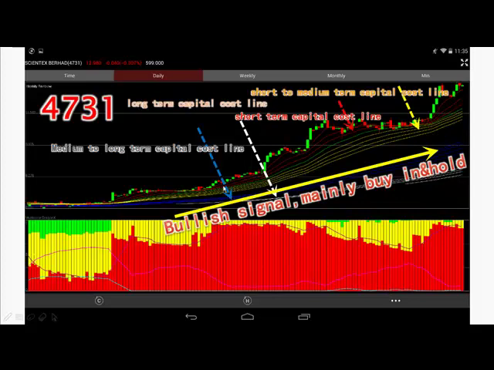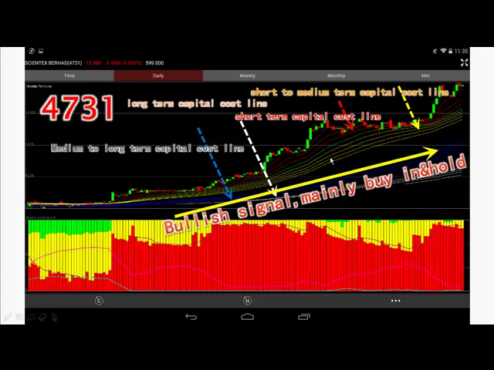The second is the blue line, the medium to long-term capital cost line. The yellow line stands for the short to medium-term capital cost line, and the red line is the short-term capital cost line. You will also see a green line, only one line, which stands for the left line of the price. So we mainly pay attention to the white, blue, yellow, and red lines. Different lines stand for different terms: long term, medium to long term, short to medium term, and short term.